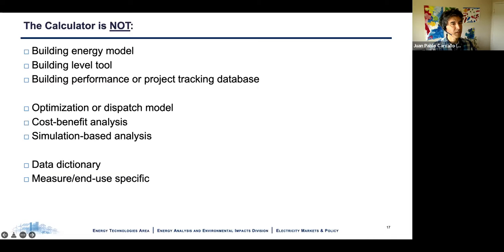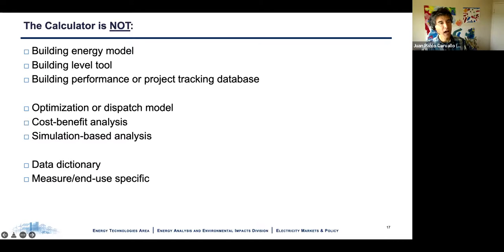It is also not an optimization or dispatch model. It does not do simulation-based analysis. It's really just mashing together these 2 big hourly chunks of value streams and measure shapes. And it is a component of a cost-benefit analysis tool. It doesn't have any costs embedded, but it does get really well the benefit portion, which is what we're aiming for.